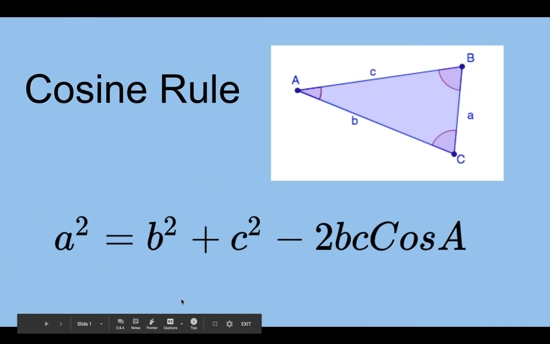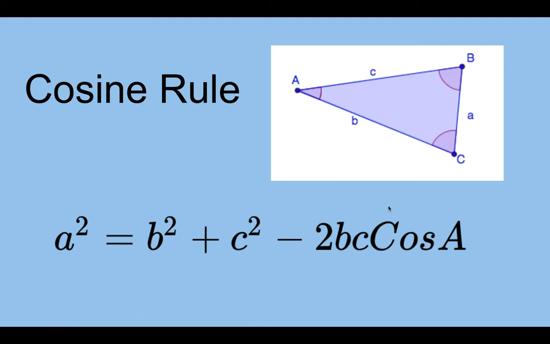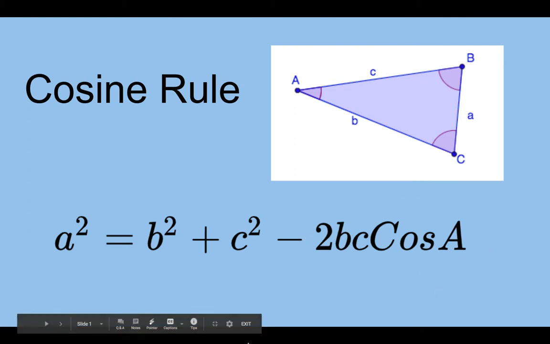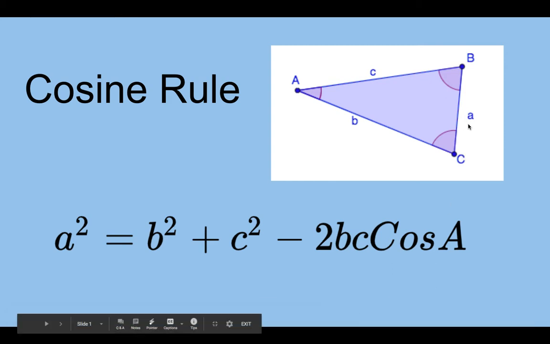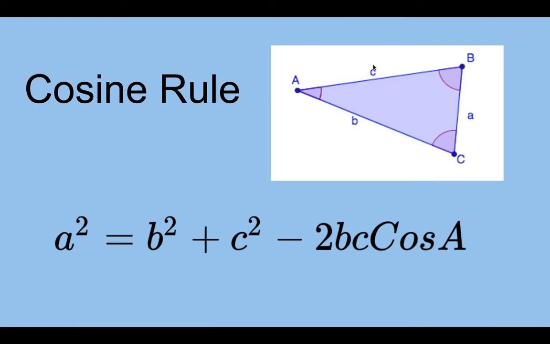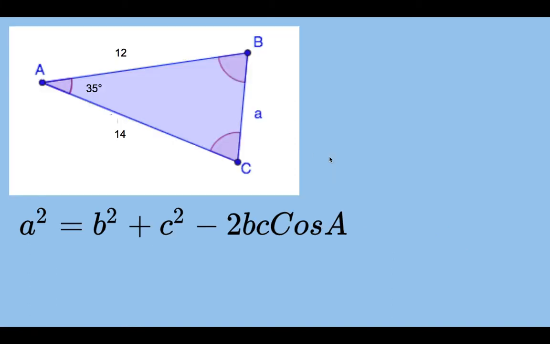And it's a derivation because we are not dealing with right angle triangles. Pythagoras only works with right angle triangles. This part here just changes the formula because we are not working with right angle triangles. We still label things opposite. So this is side A, angle A, side B, angle B, side C, angle C. So let's see how this formula works.